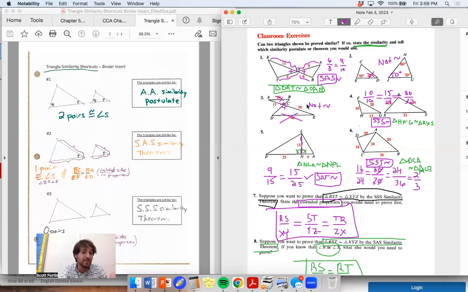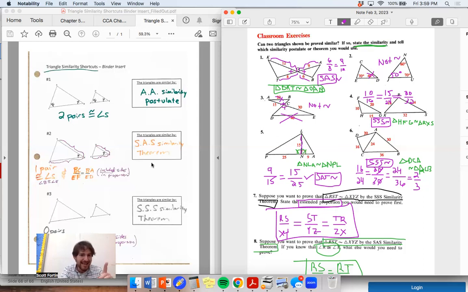This one's also not similar. This is actually kind of a harder one. I wish I had that 20-minute video so you'd see why this one is not similar, okay? I mark up my vertical angles. Okay, what's the problem with this one? Stop and think about it a second. I got my vertical angles, they're congruent.